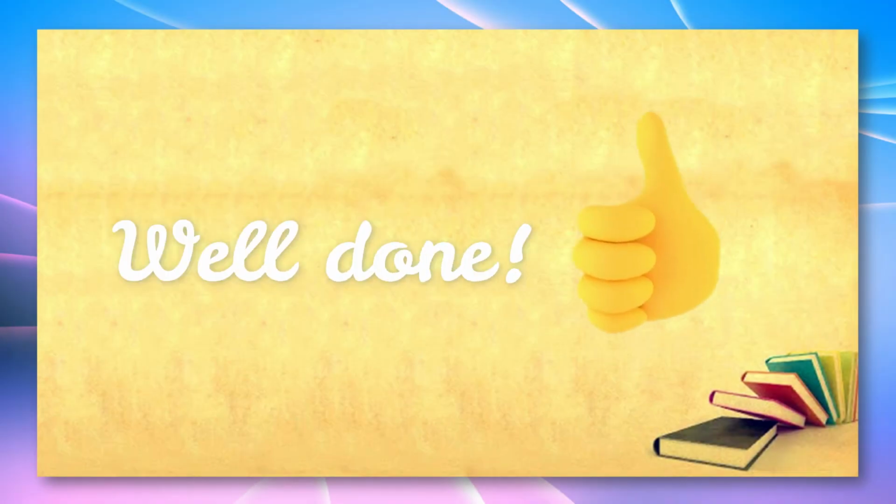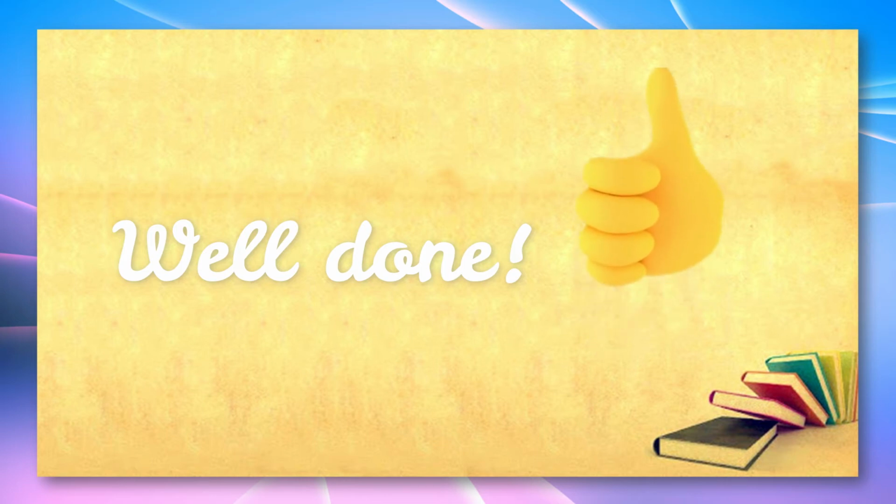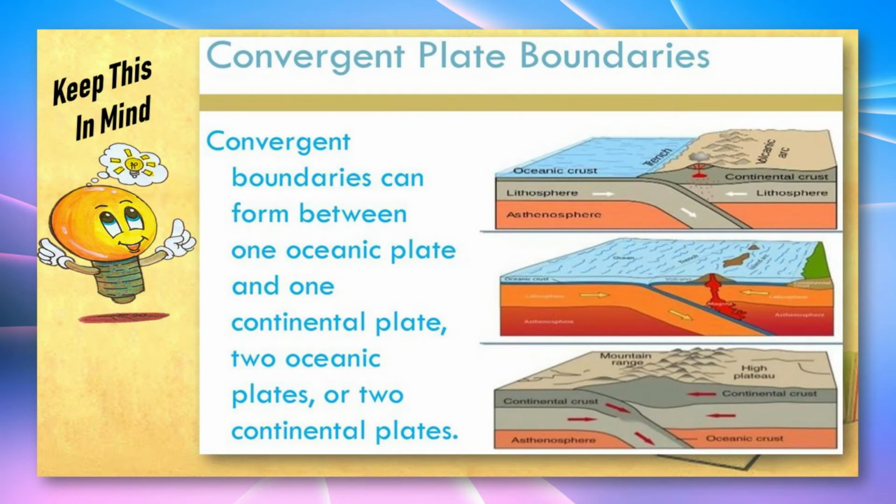Well done! You have answered all the activities for convergent plate boundaries. Now, let us discuss the different types of convergent plate boundaries. Convergent boundaries can form between one oceanic plate and one continental plate, two oceanic plates, or two continental plates.